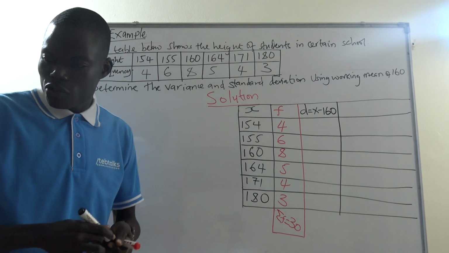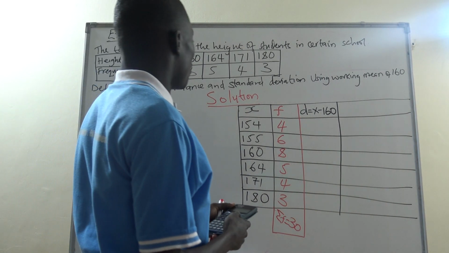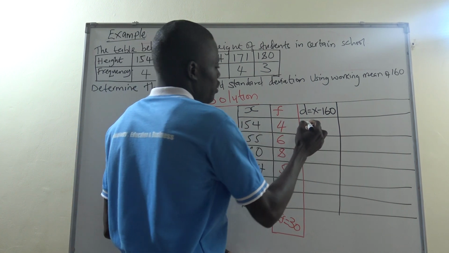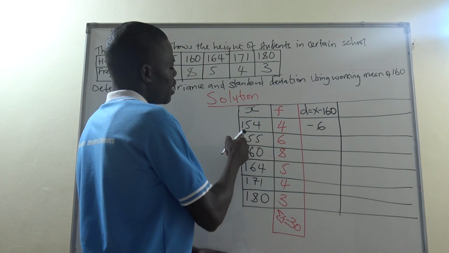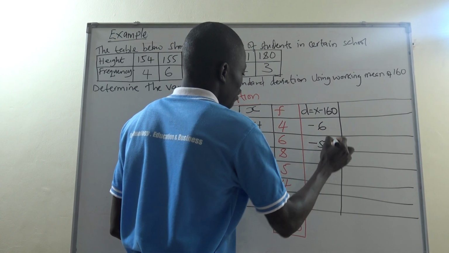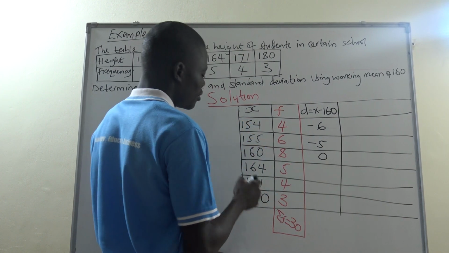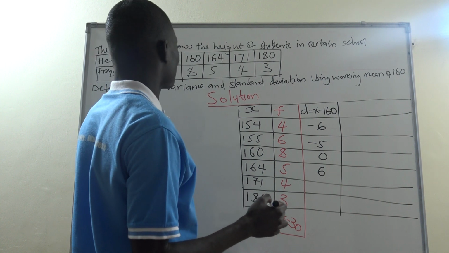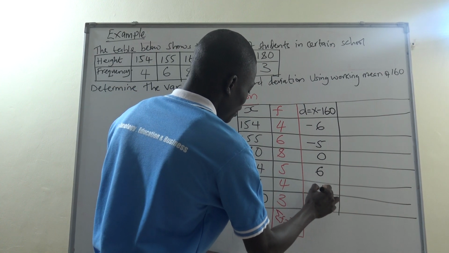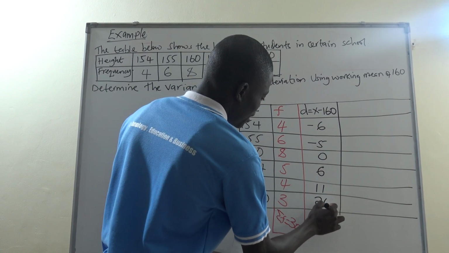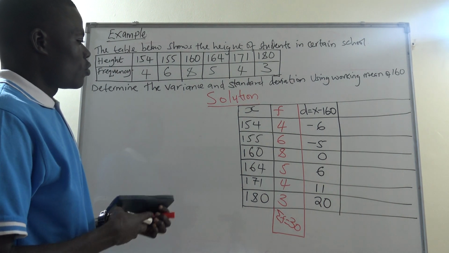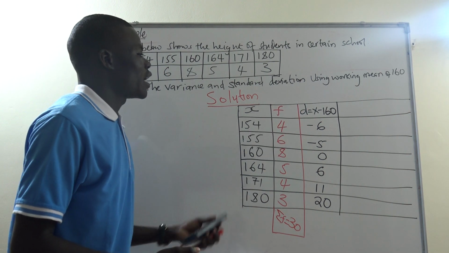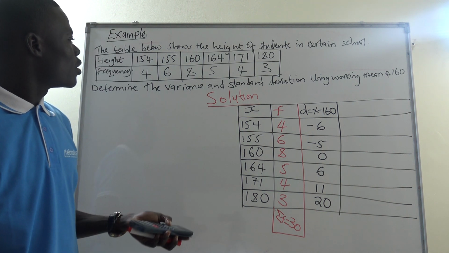Then let me use my calculator. So X minus 160: 150 minus 160, we shall get minus 6. Then 155 minus 160, we shall get minus 5. This one will give us a 0. Then this one will give us a positive 6. 160, this one will give us about 11. And then this one will give us 20. So that's our deviation D.